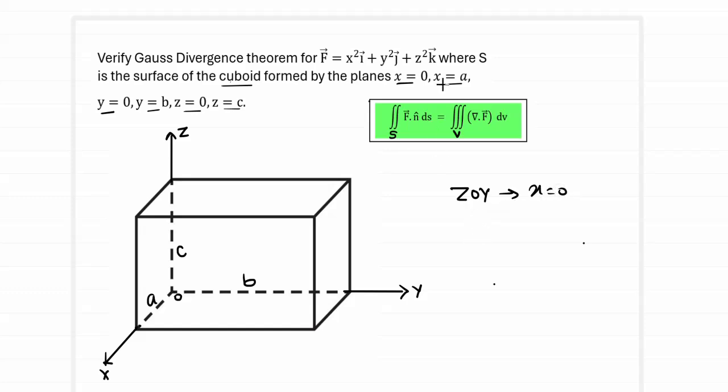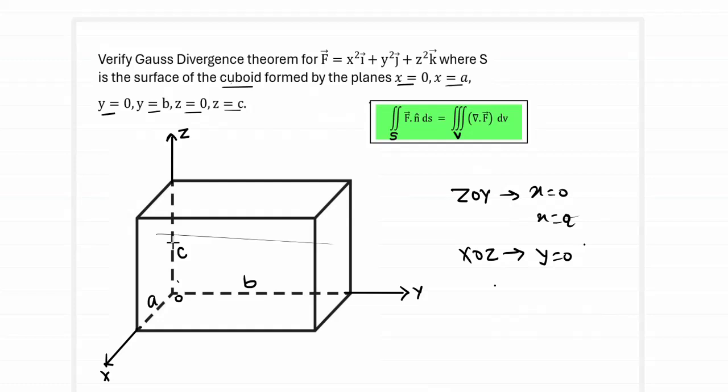And now x equal to a. Which is my x equal to a? From the origin, if I move a units over here, the plane I get is x equal to a. Next we have y equal to 0. Which is y equal to 0? The XOZ plane is called y equal to 0, since you don't have a y over here. If I move b units in the y direction, then I will get y equal to b.